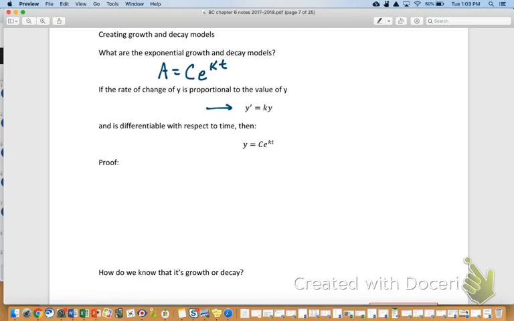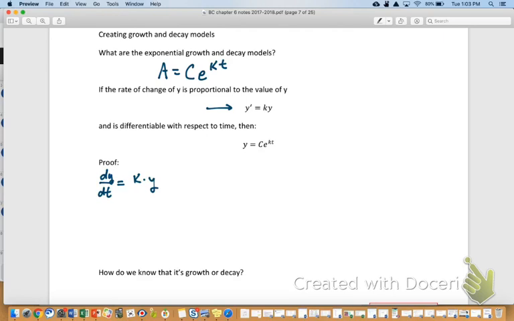So here's the proof of this. What we would say is that y prime could be better written as dy/dt equals k times y, where k is a constant and y is the population. It's how many bunnies there are, how many grams of sugar, how many kilograms of plutonium, whatever we're talking about.